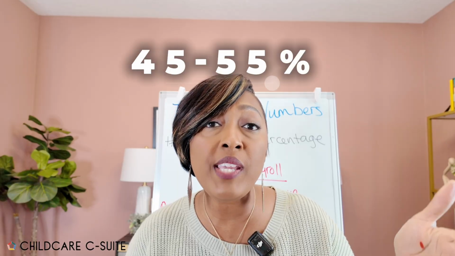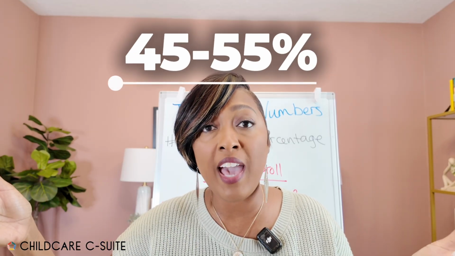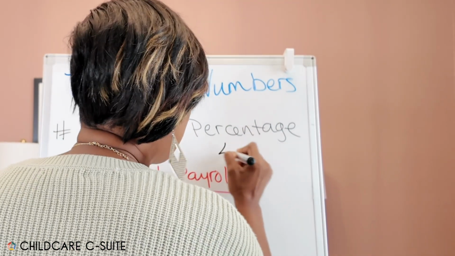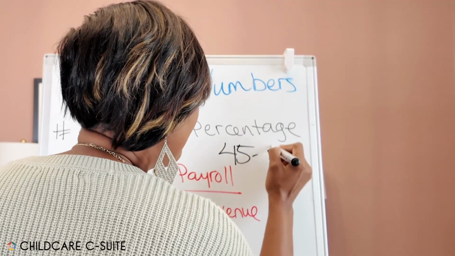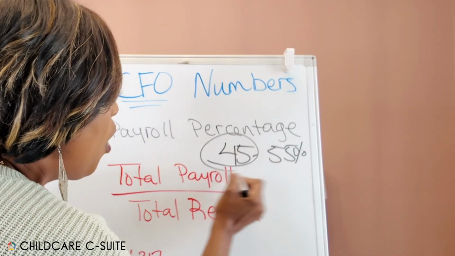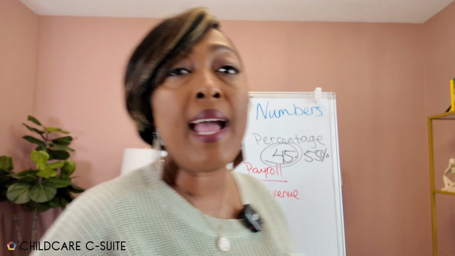I'm going to tell you that answer should be between 45 and 55%. The lower, the better. So once again, we want to keep your payroll between 45 and 55%, preferably more on this end. Now, how do I calculate it? This is one of the easiest formulas and math problems that we're going to do.